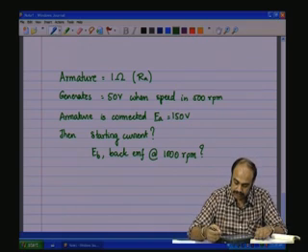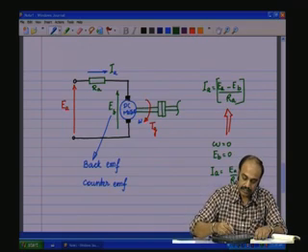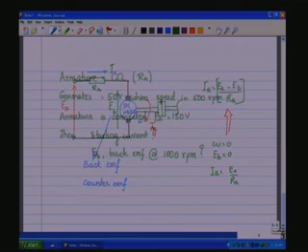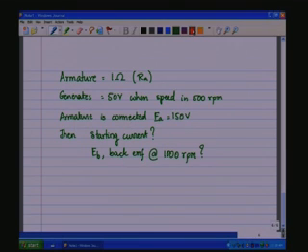So, using the relationship that we just saw, that is IA is equal to EA minus EB by RA. At starting, omega is equal to 0, EB is equal to 0, IA is equal to EA by RA. So, the starting current is given by EA by RA, which is equal to 150 volts by 1 ohm, which is equal to 150 amps. This is 150 amps.